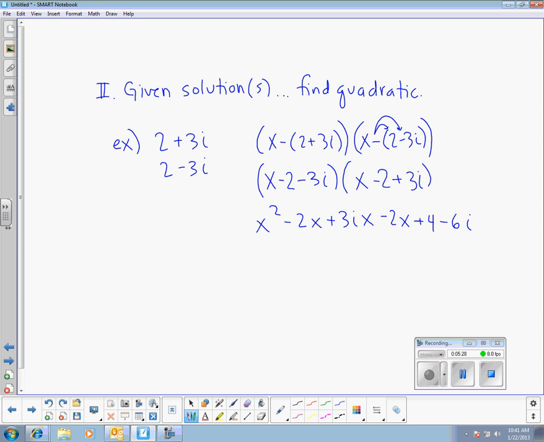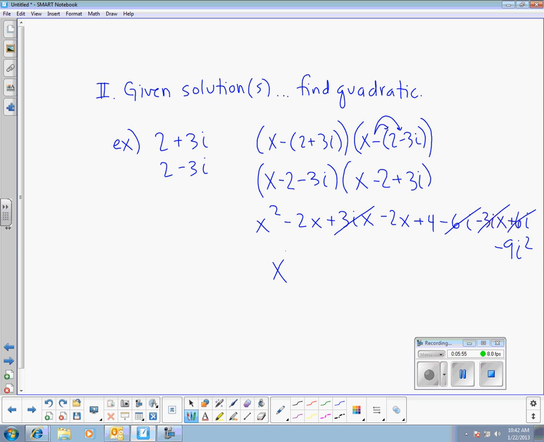Then I'm going to distribute my negative 3i and get negative 3ix plus 6i minus 9i squared. All right, so all I was doing is multiplying out everything. Now, what you'll notice is I have a plus 3ix and a minus 3ix, a plus 6i and a minus 6i, and then everything else should form together to make a nice quadratic.